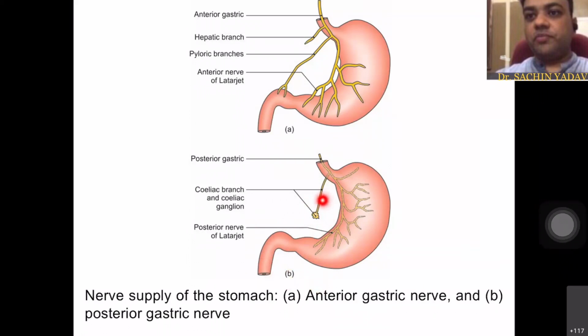Okay. So the vagus nerve first comes into the abdominal cavity to supply the stomach. Okay, stomach is the main part. Then it will give branches to the other parts of the abdominal cavity through the celiac plexus of the nerve. Okay.